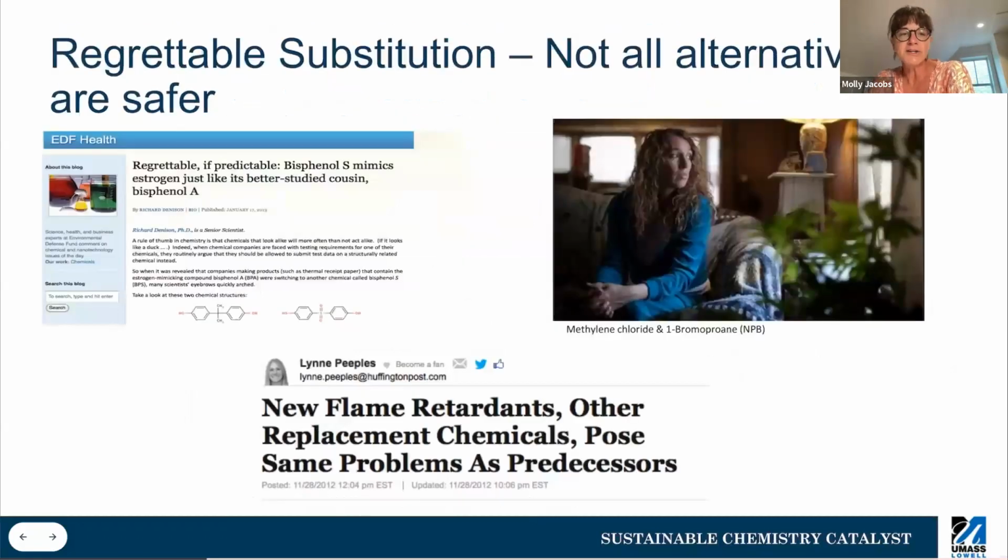But not all alternatives are safer. And I think most in this audience have heard the term regrettable substitution. And the news is replete with stories of regrettable substitutes when one chemical is banned only to be replaced with another chemical that's just as harmful or potentially worse. We've seen this happen over the years with many different products.